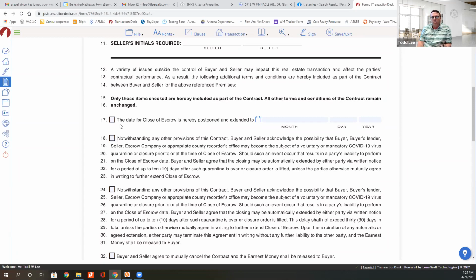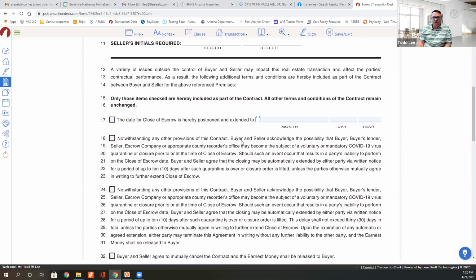So what you can do is say the date of the close of escrow is hereby postponed and extended to X amount. Let's just say either the buyer or the seller gets the virus and has to quarantine and can't close in that amount of time. You would be able to use that piece right there to say, we're just going to extend your close of escrow until that date.